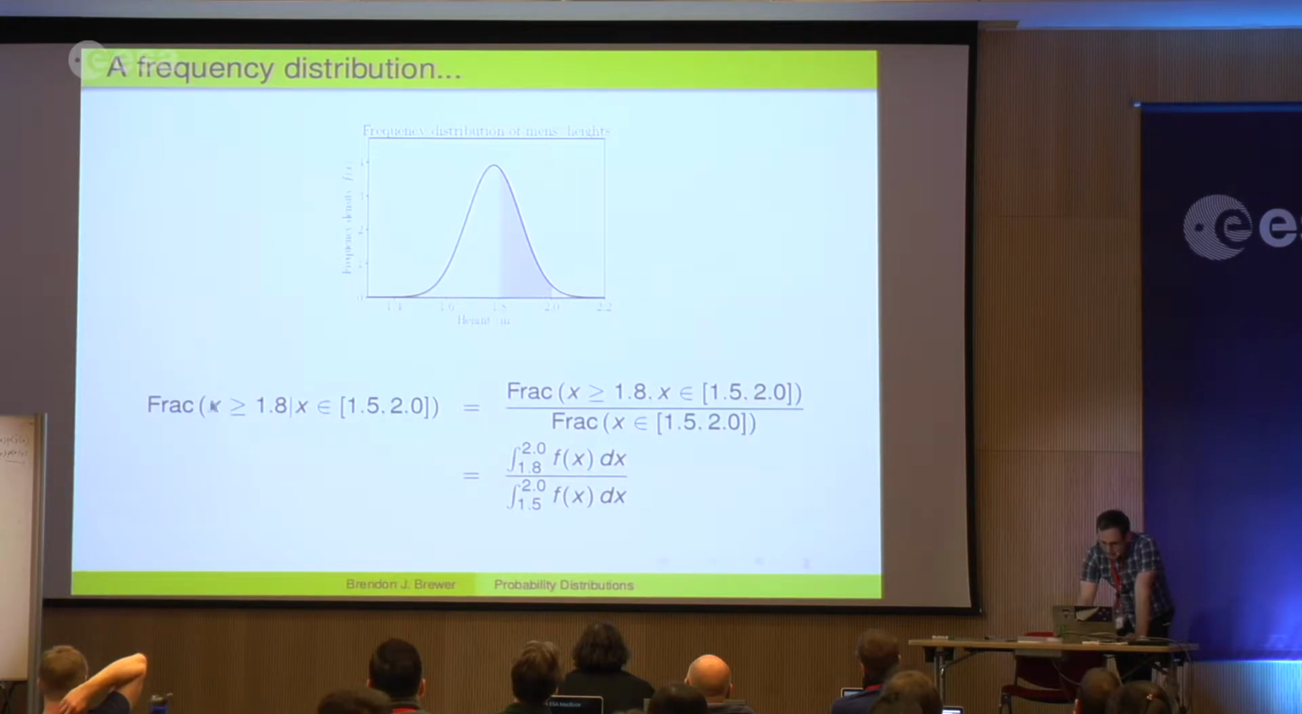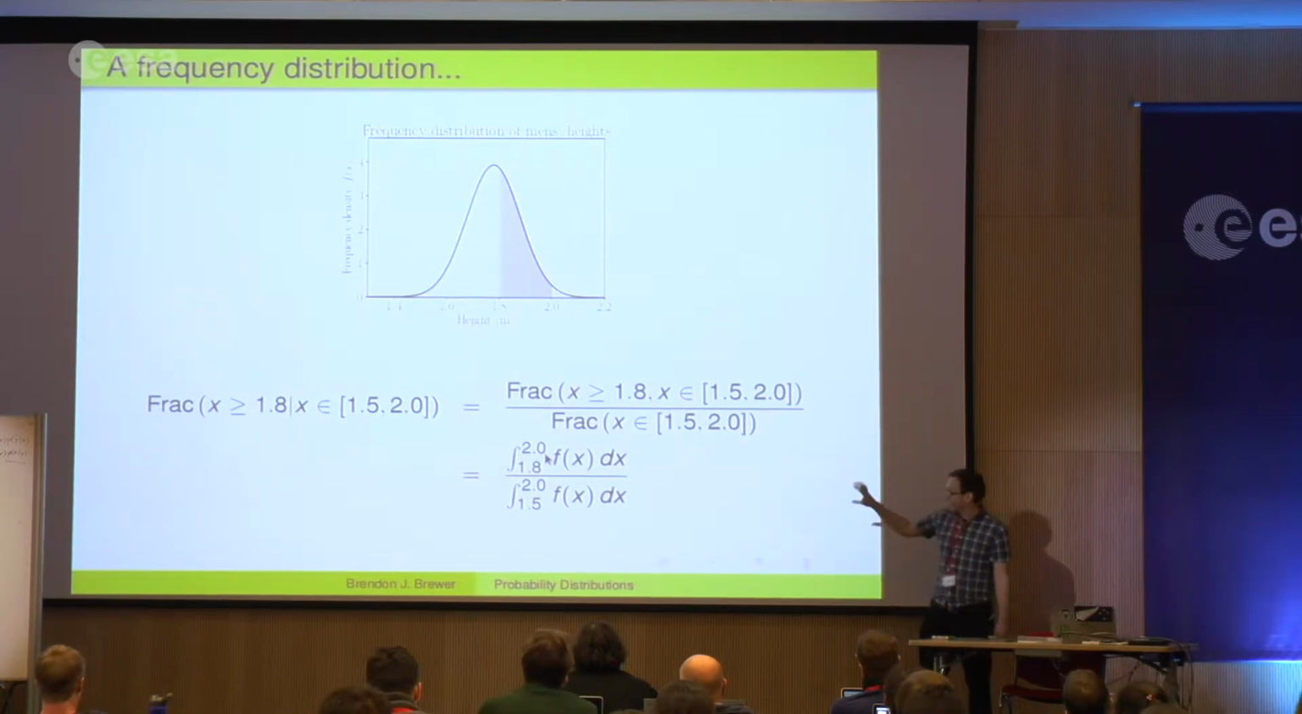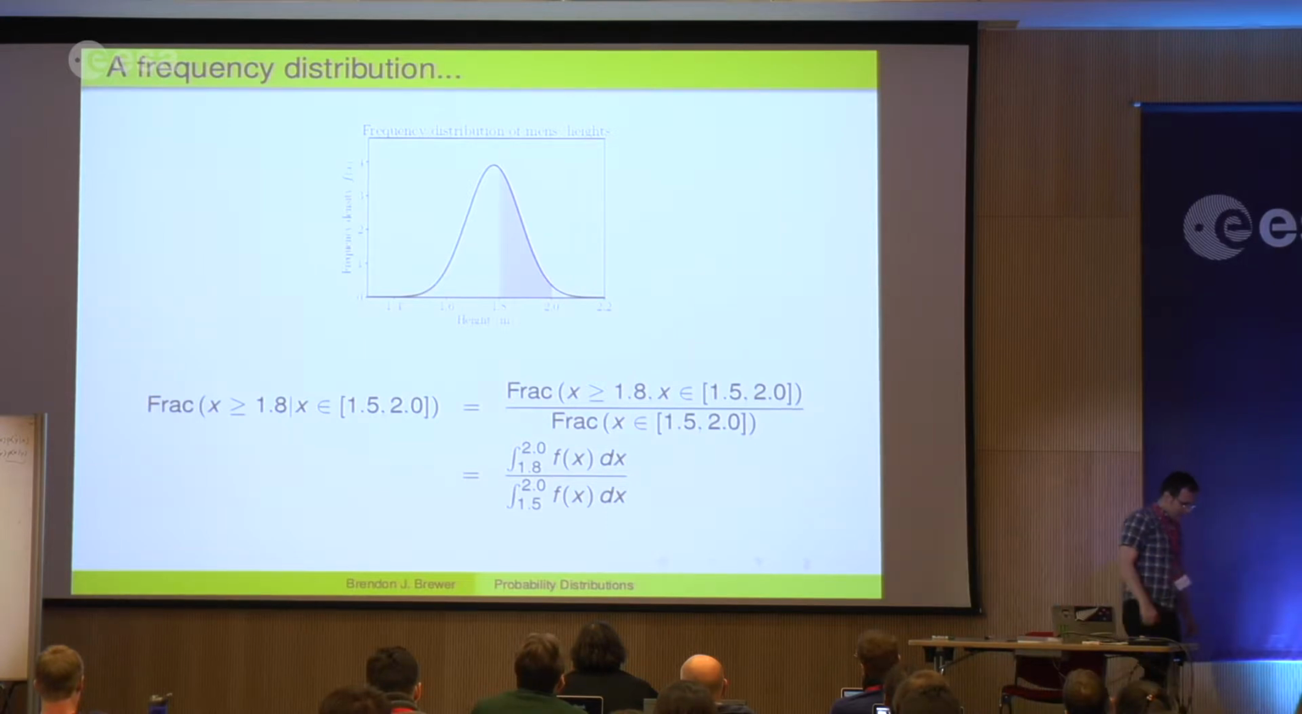And if I want to know the fraction whose height is greater than 1.8 meters out of the subset where the height is between 1.5 and 2, I can do this mathematics. This is Bayes' theorem, and it works out to be the ratio of those two integrals of the function. So that's some mathematics to do a frequentist calculation. It's just that this function has a certain meaning in the real world.